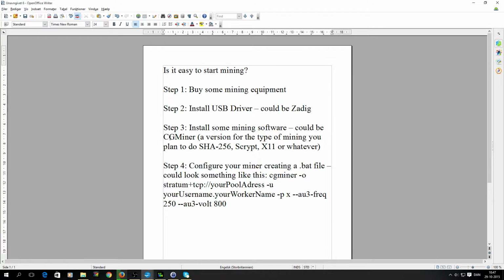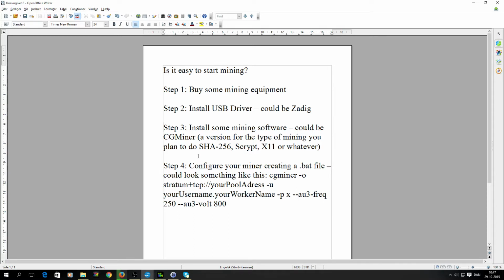I'm personally using CG Miner, but it depends a little on what mining hardware you have bought, and what script you are mining, which software you would need. But that should be in the description of your mining equipment. So find out what the producer recommends and then download this software.